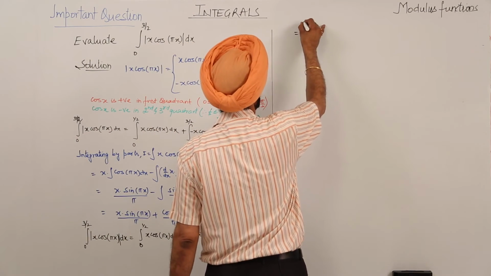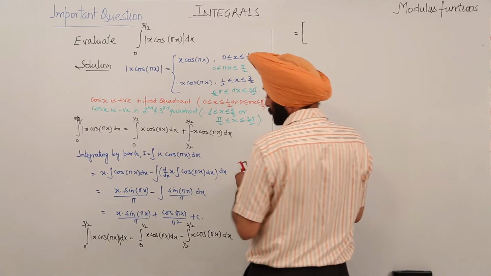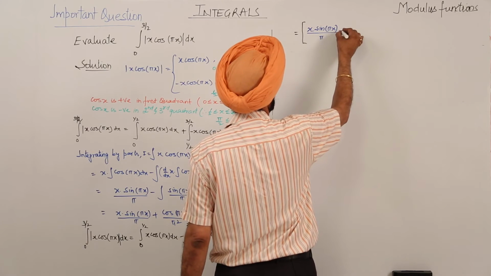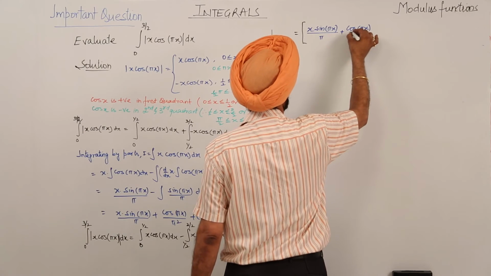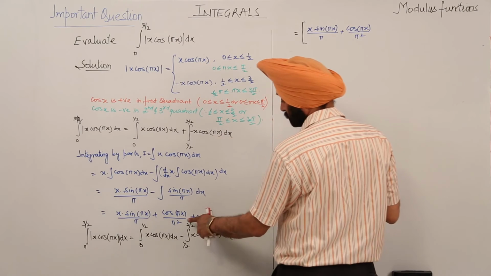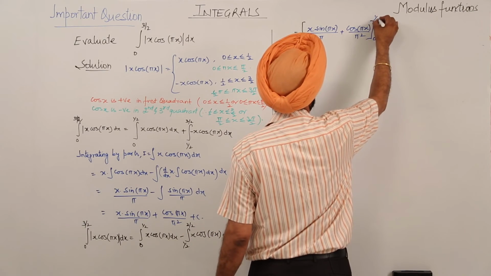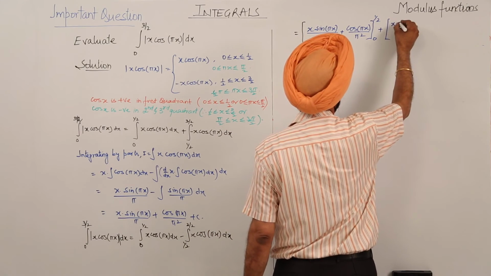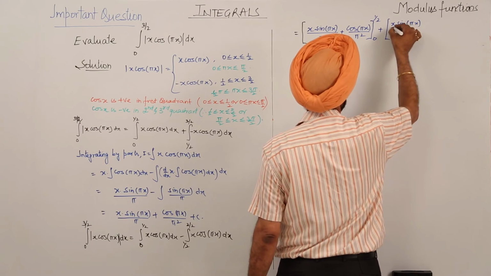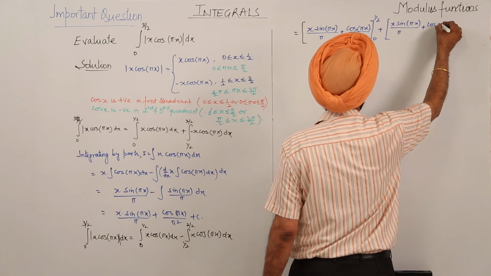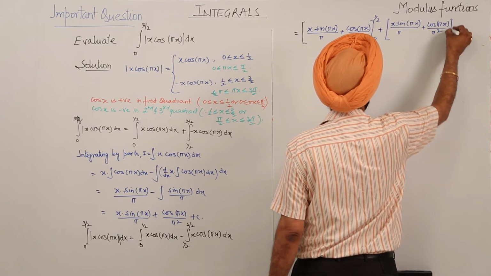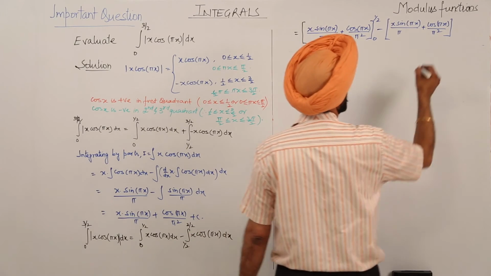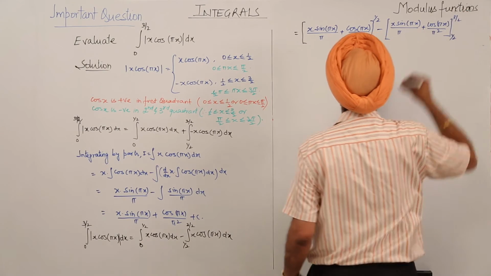Now this is equal to x sin pi x upon pi plus cos pi x upon pi square, this part from 0 to 1/2, plus x sin pi x upon pi plus cos pi x upon pi square, from, we are having here negative, sorry, it is minus, for 1/2 to 3/2. Okay.